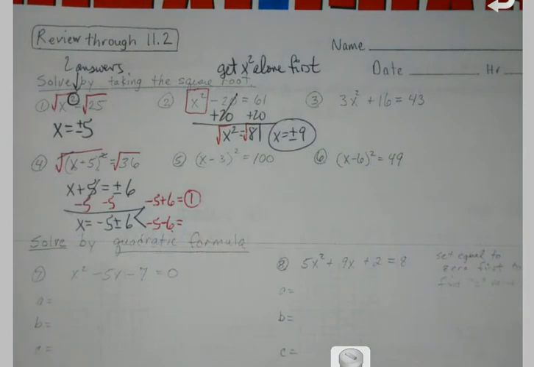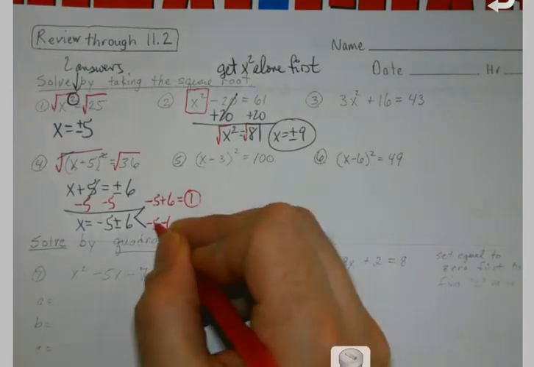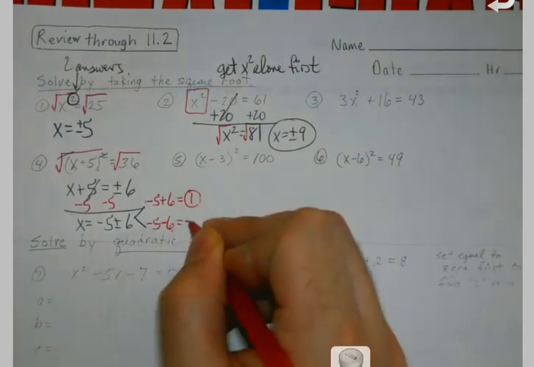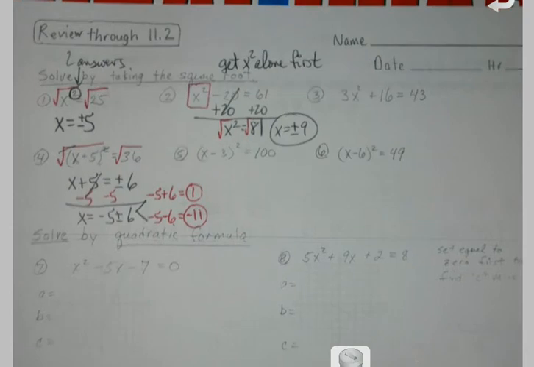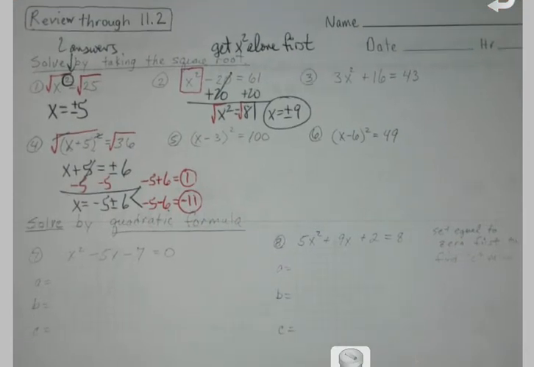Negative 5 plus 6 is 1. If I owe somebody $5 and I borrow 6 more, now I owe them 11. So that's how 4, 5, and 6 are all going to work. Take the square root first, and then just break it down from there.